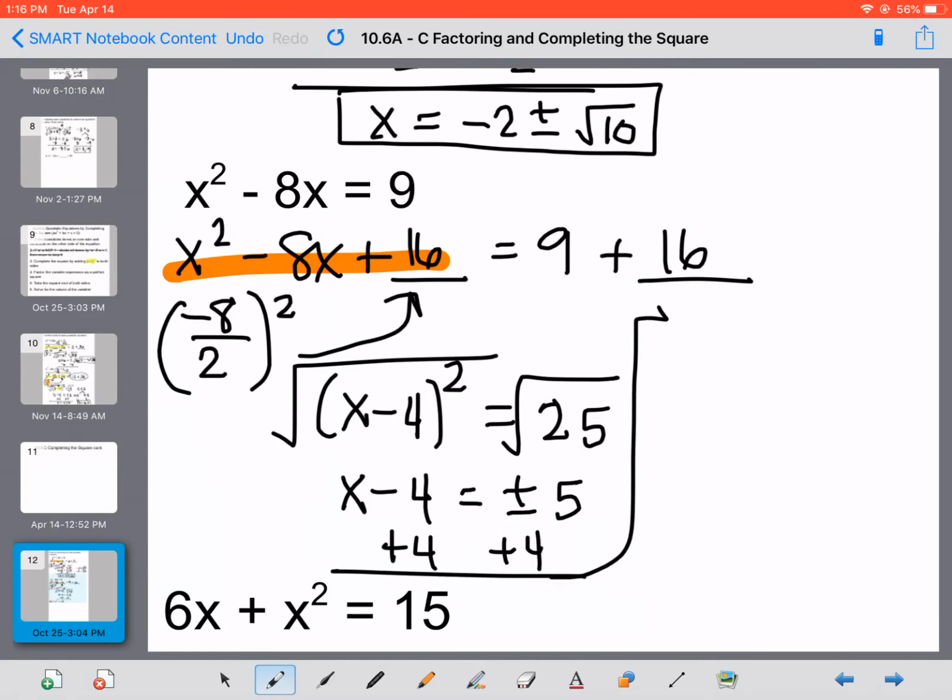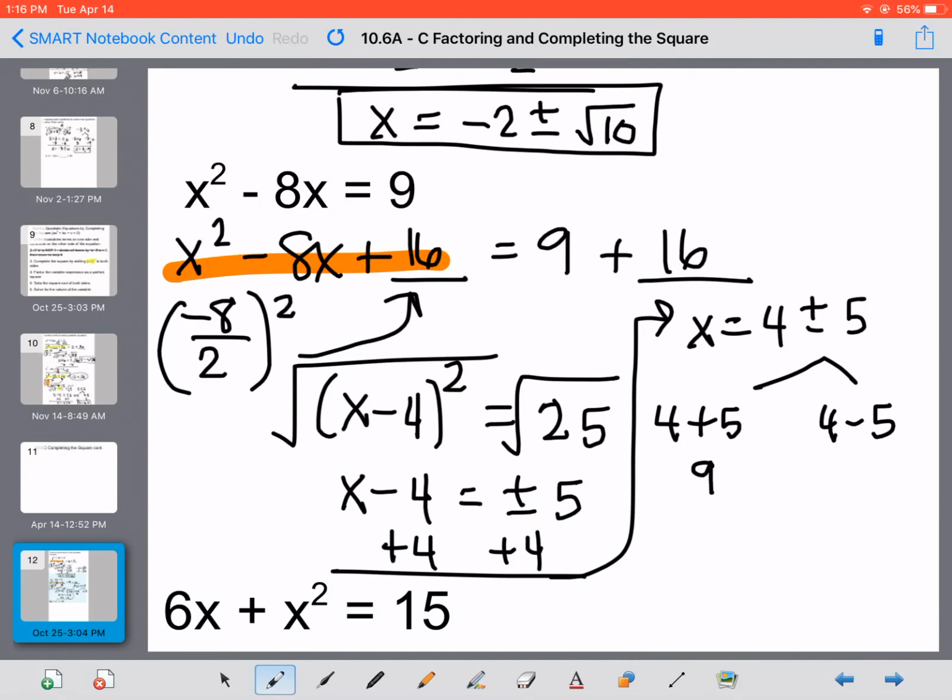So I'm going to come up here. x is 4 plus or minus 5. And so when we break that, 4 plus 5 and 4 minus 5. 4 plus 5 is 9. 4 minus 5 is negative 1. So x is 9 and negative 1, in no particular order.